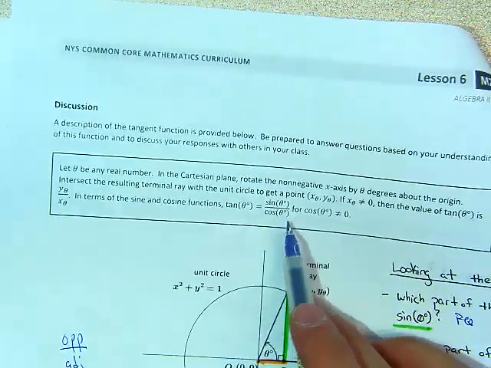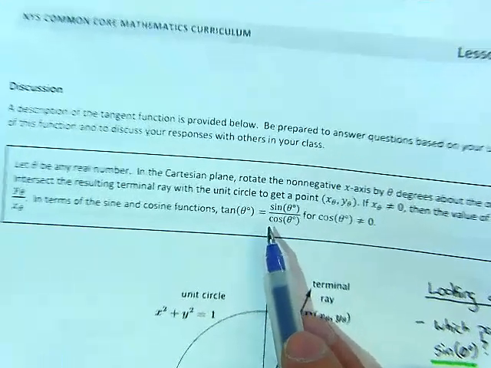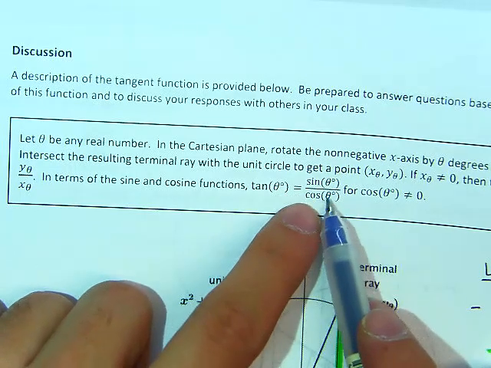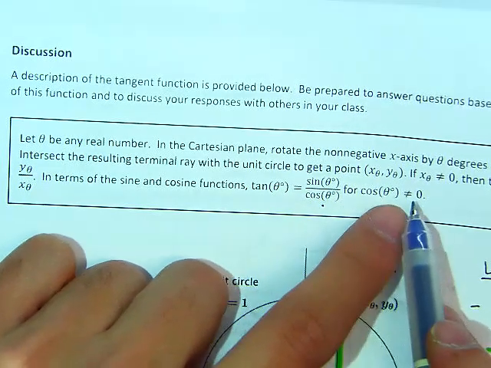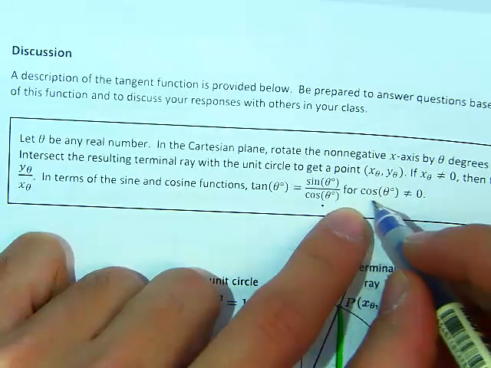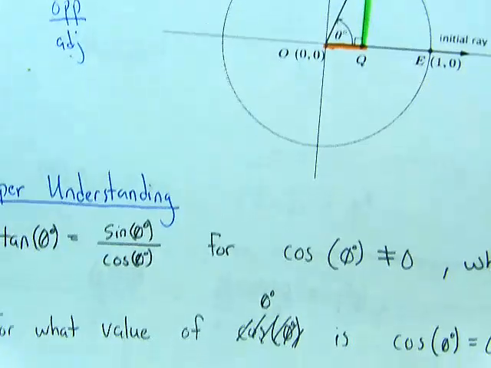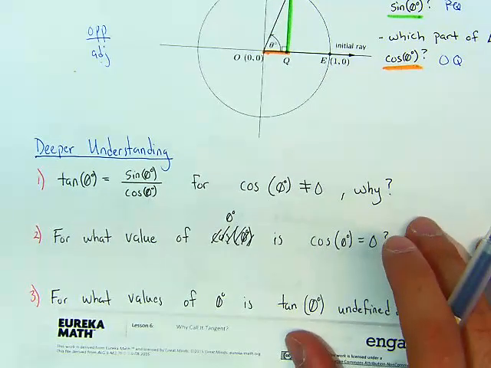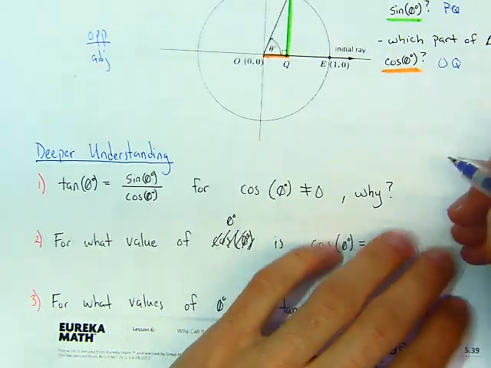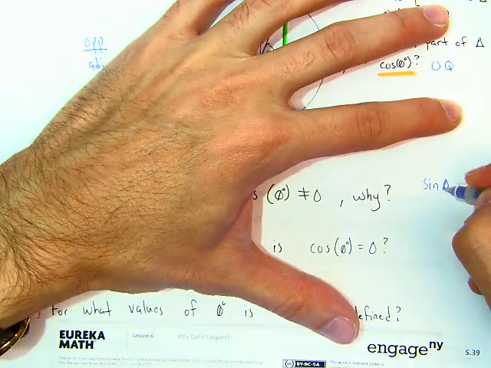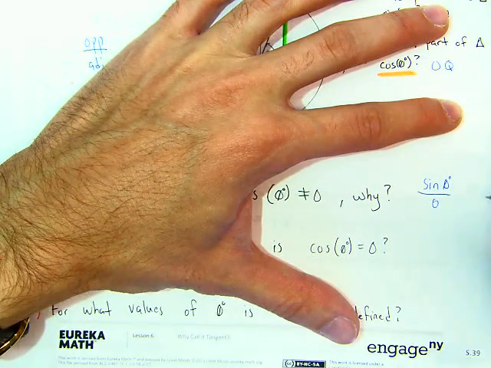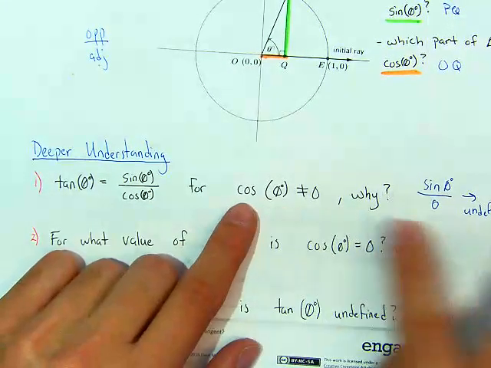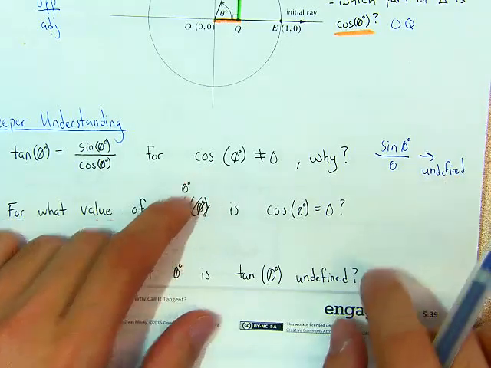If we look at this definition over here, it says, in terms of sine and cosine functions, tan theta is equal to sine of theta over cosine theta for cosine theta not equal to 0. Cosine of theta cannot equal 0. My question is, why? I think we could all answer this: if you have sine theta over 0, this is undefined. We're not allowed to have cosine theta be 0. So this is undefined.